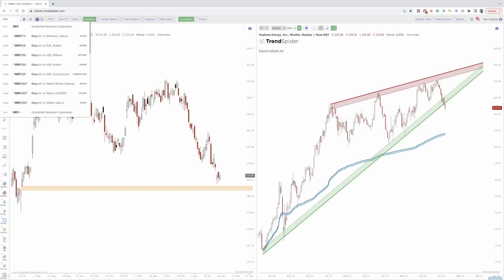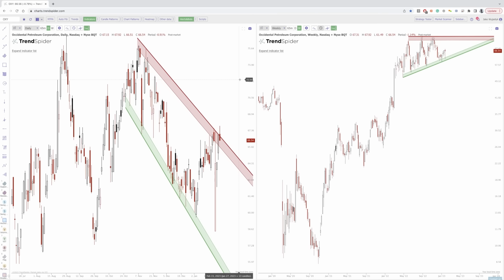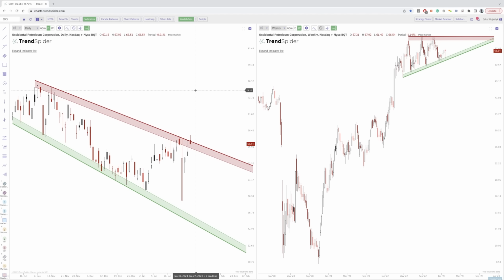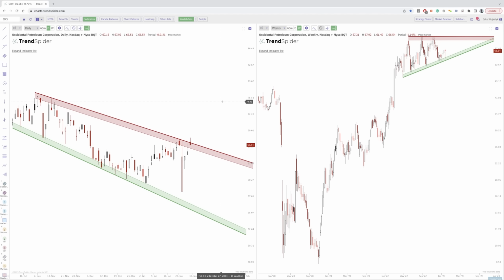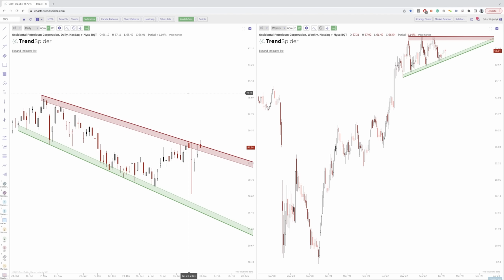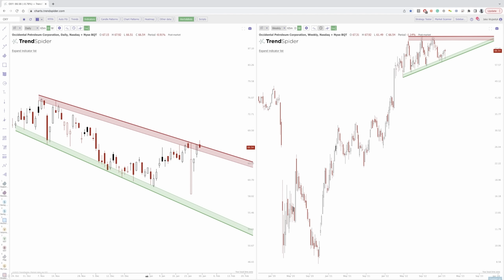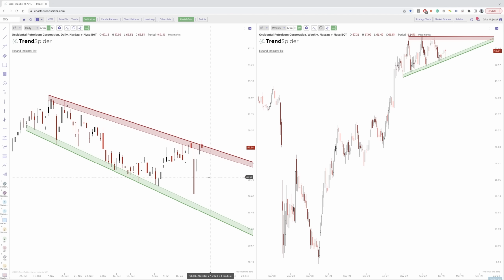Next one we'll look at is Oxy. Oxy is one that's kind of all over the place. You've had some crazy moves on this one. One thing I'll mention here is we do have this very subtle downward broadening wedge. We did not close above it, so that's something to keep in mind going into the week ahead, that we did reject exactly where you'd expect and did not actually close above this area, even though we broke above it intraday.